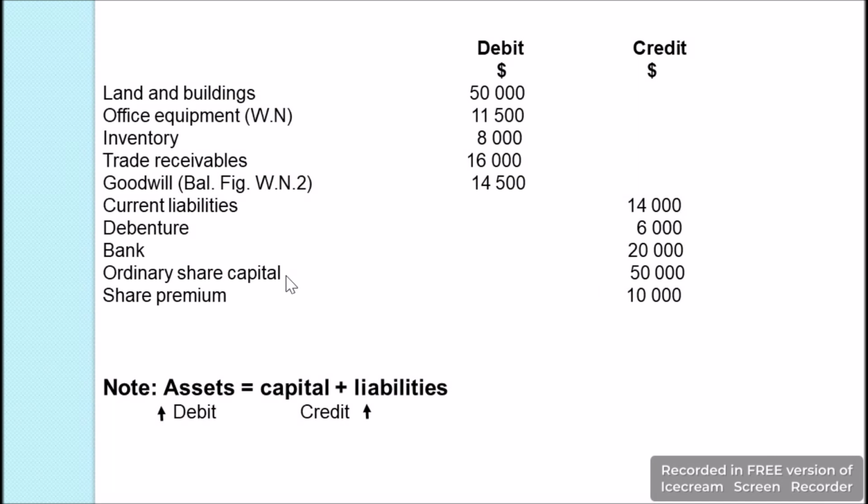Then we have ordinary share capital. Again, it's an increase in the capital. Hence, we credited it, and share premium. It's also an increase in capital. So 10,000 is credited. So with this, we have completed the journal entry.